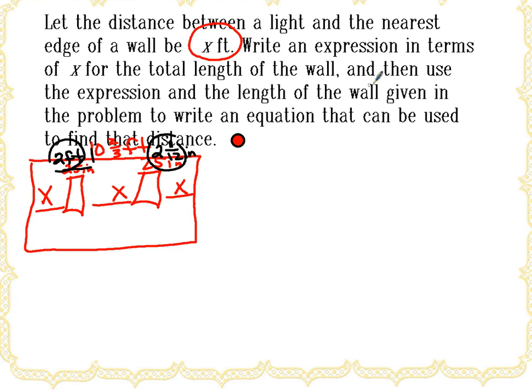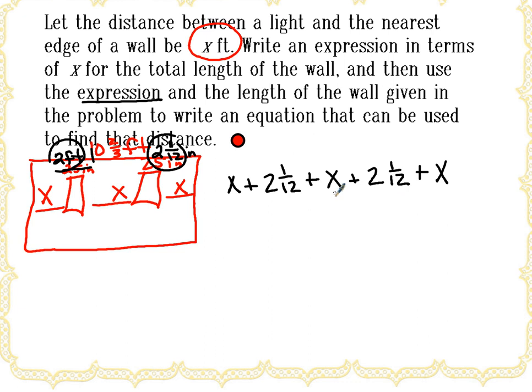So now it wants us to write that expression in terms of x for the total length of the wall. Well, we know that it's x plus 2 and 1/12, plus the middle x plus 2 and a 12th again, plus the third x. And all together, okay, what can we put together? Now notice this also asked for an expression. So that's our expression, okay?